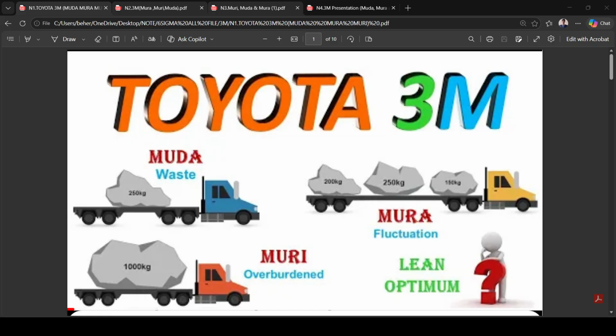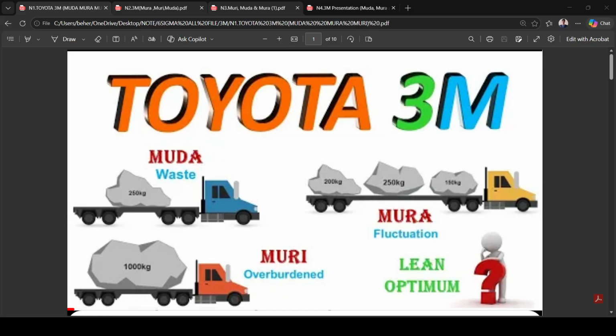Another example is running a machine beyond its capacity, which can cause breakdowns and defects. That is called Muri. So Muri reduces efficiency and increases risks. Remember, Muri equals overburden and it should be avoided.